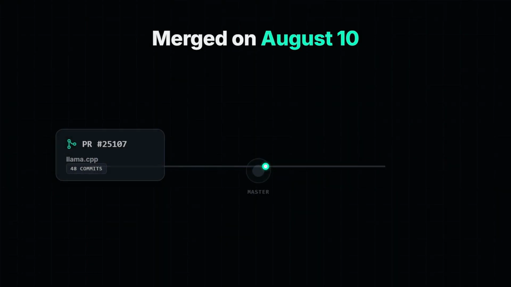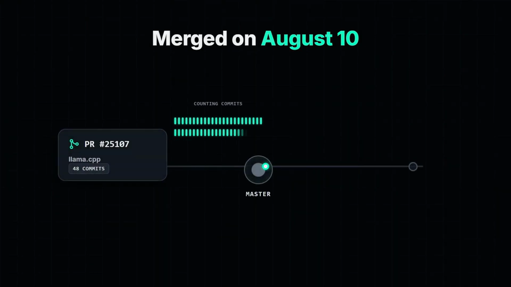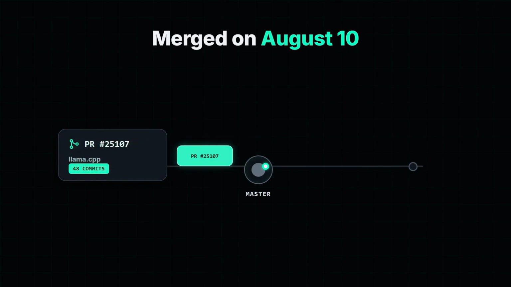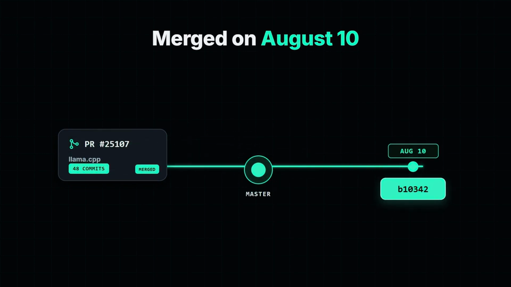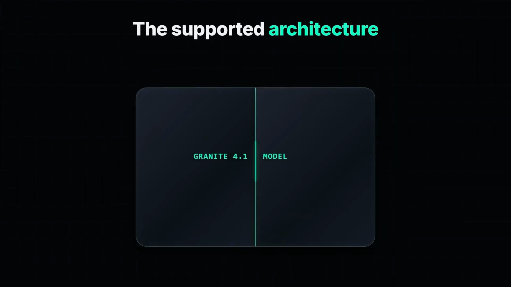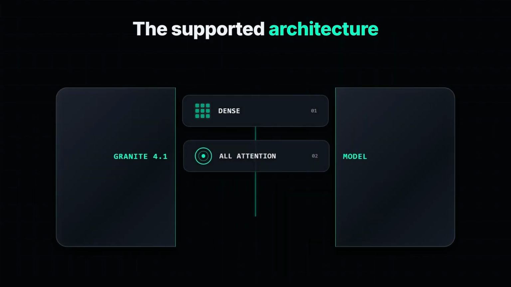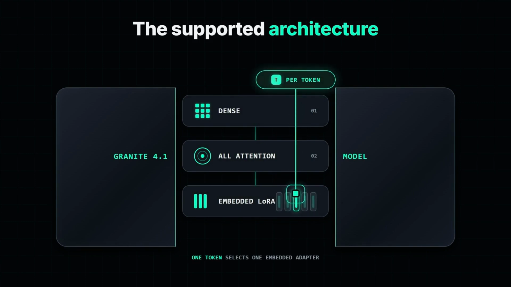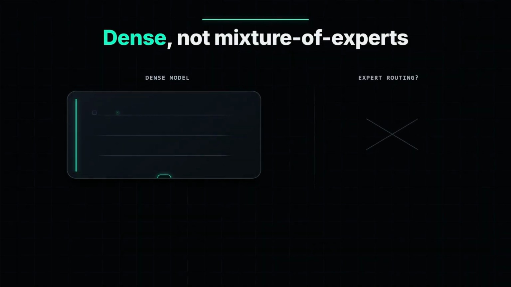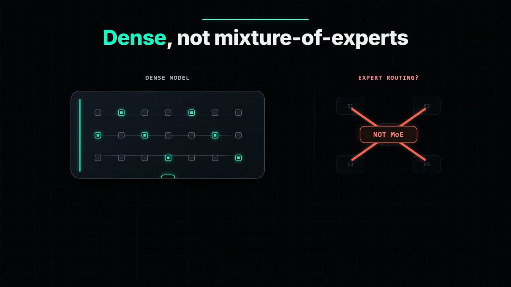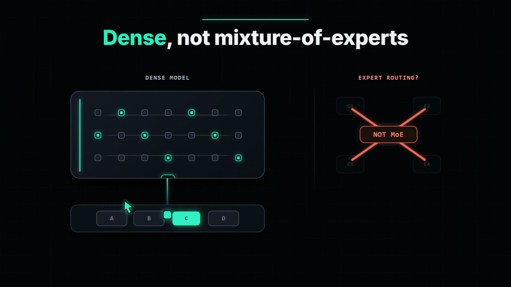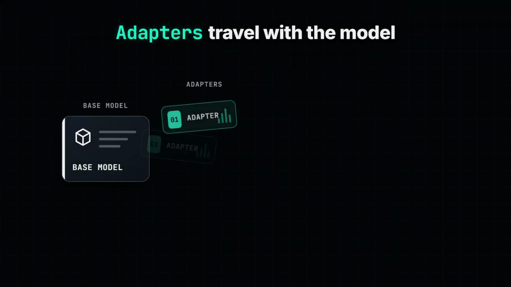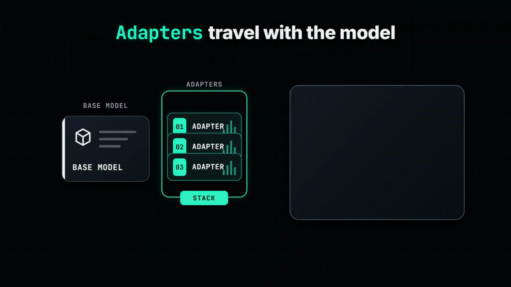Pull request 25107 merged 48 commits into llama.cpp master on August 10th, then appeared in release B10342. The release calls Granite-Switch a dense, all-attention Granite 4.1 model with multiple embedded LoRA adapters selected per token. The pull request explicitly says the model is dense, not mixture of experts, even though matrix selection machinery chooses one adapter slot. These aren't separately attached runtime files in this implementation.